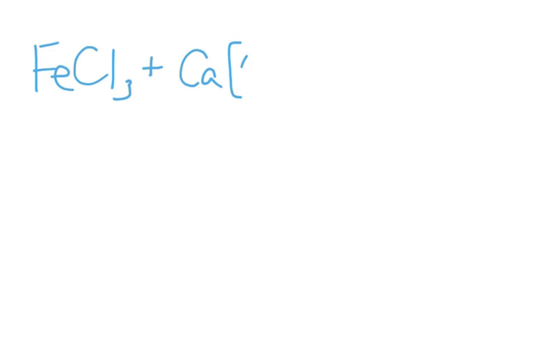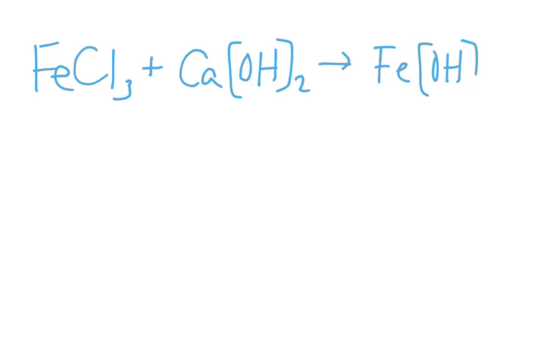So when I put this all together, what I end up with is iron 3 chloride, FeCl3, plus calcium hydroxide, CaOH2, yields iron 3 hydroxide, FeOH3, plus calcium chloride, CaCl2. And then you can balance it. Then you go back to the previous lesson and it's all about the balancing.